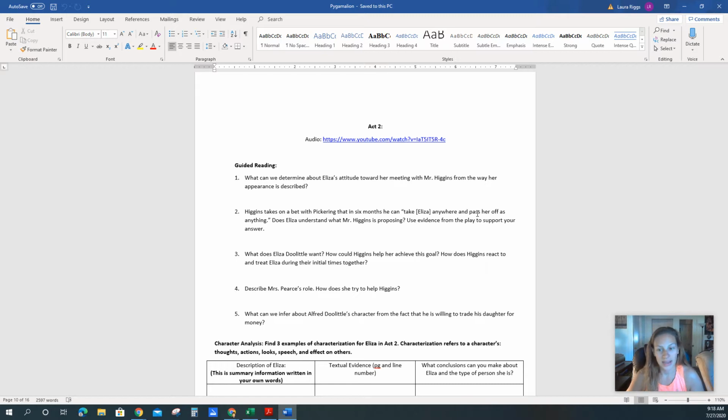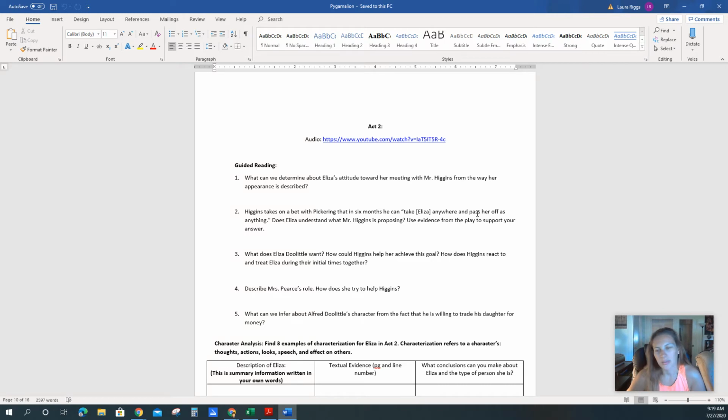Eliza, though, doesn't really take Henry Higgins's bull. She pushes back on him, which is not very ladylike. And Mrs. Pierce is always like, real ladies don't talk back to men. And Eliza just doesn't really understand that. She's like, well, I'm going to do what I want and say what I want, because this is what I'm trying to get out of Henry Higgins.